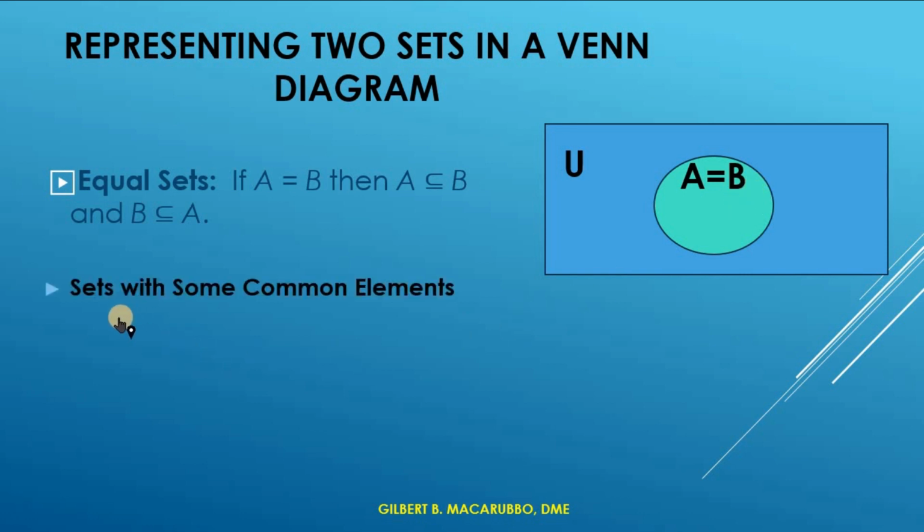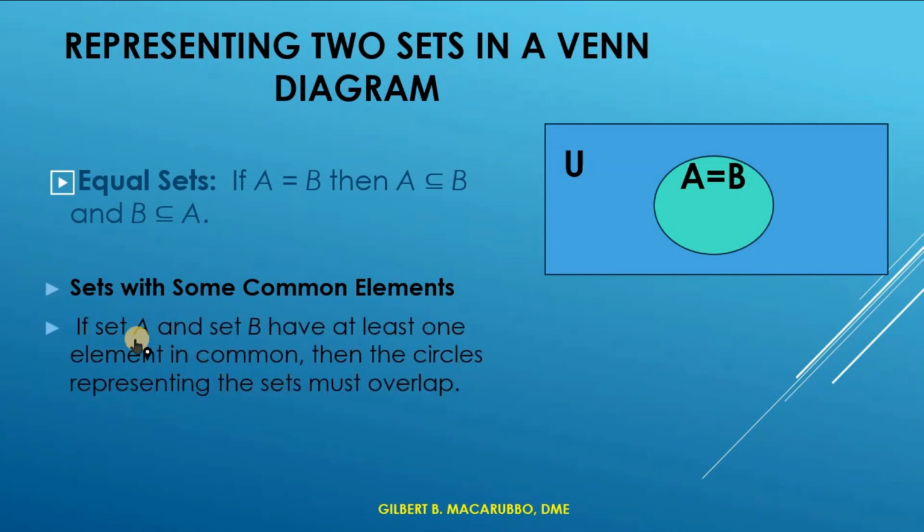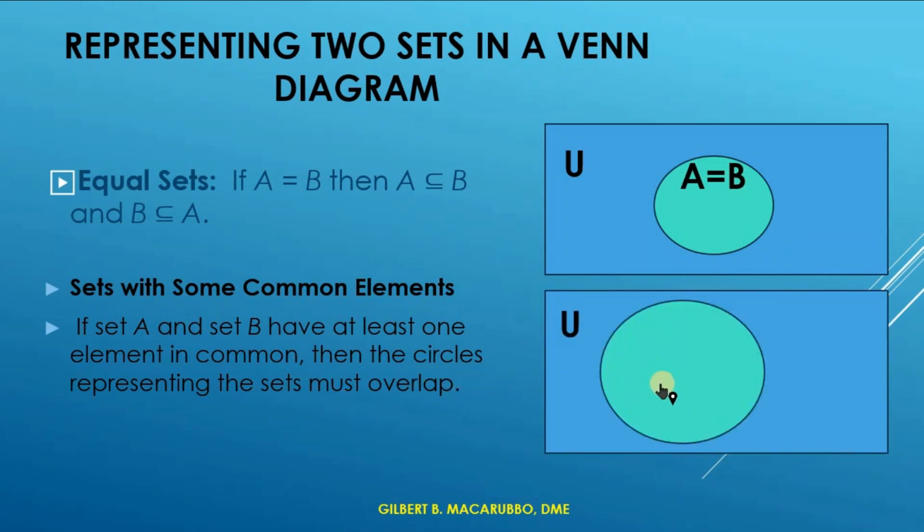So let us have here the sets with some common elements. If set A and set B have at least one element in common, then the circles representing the sets must overlap. So we have here a circle, we have here set A and set B. So this one, itong na-shadean dito ay yung common elements. Okay.